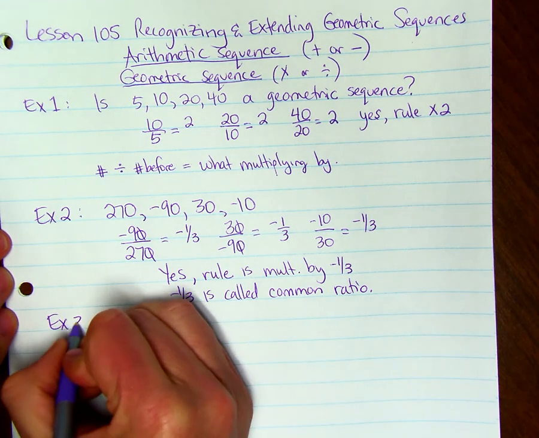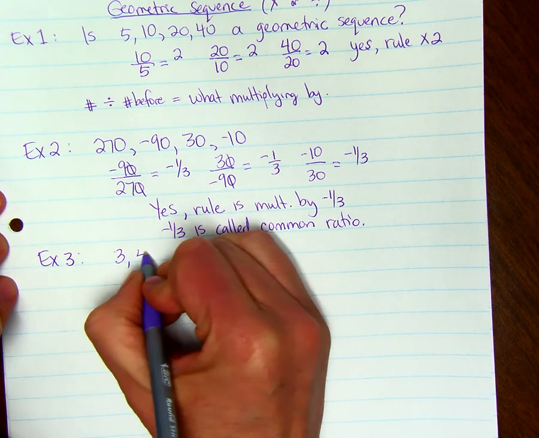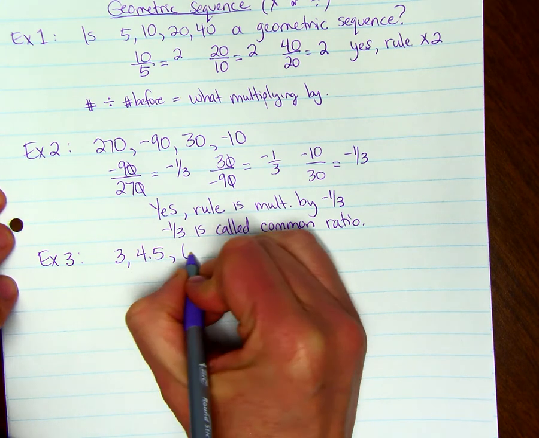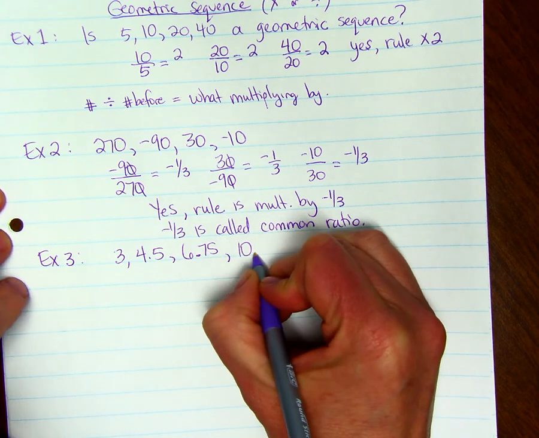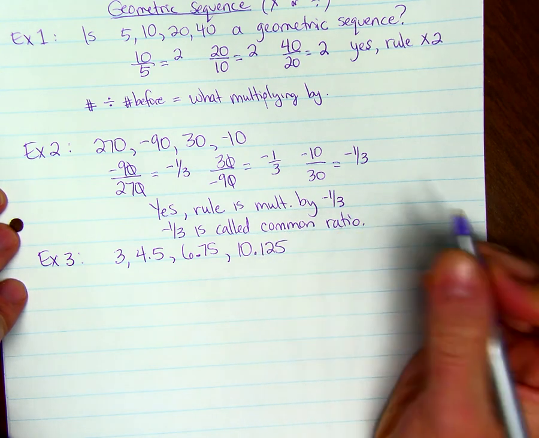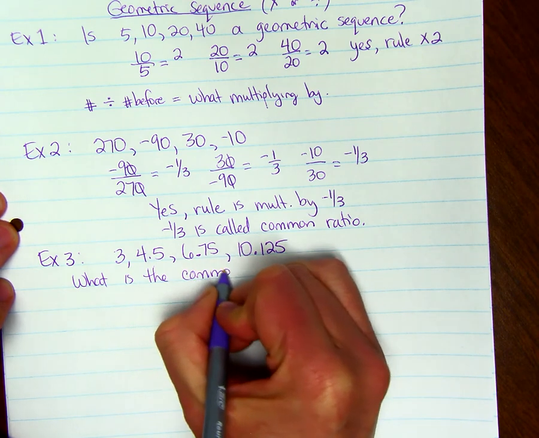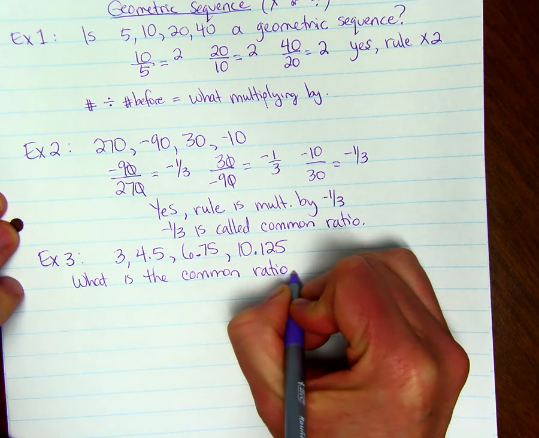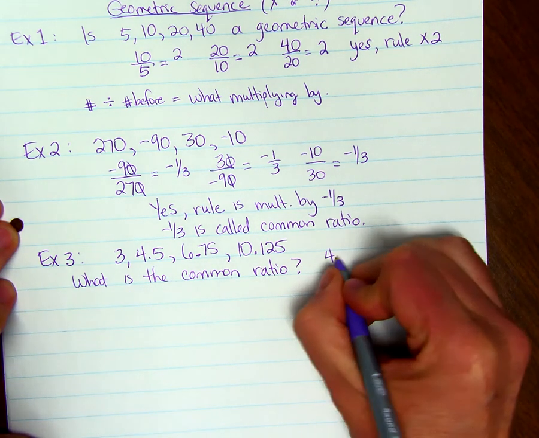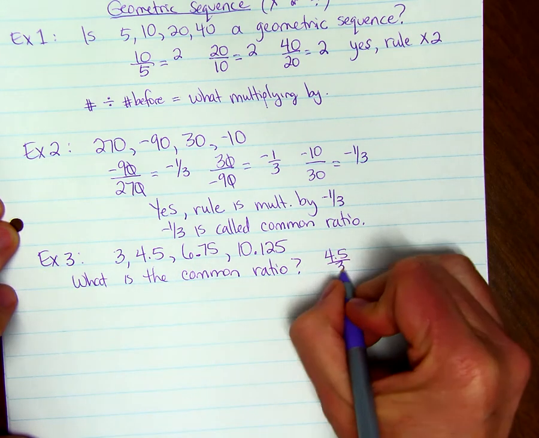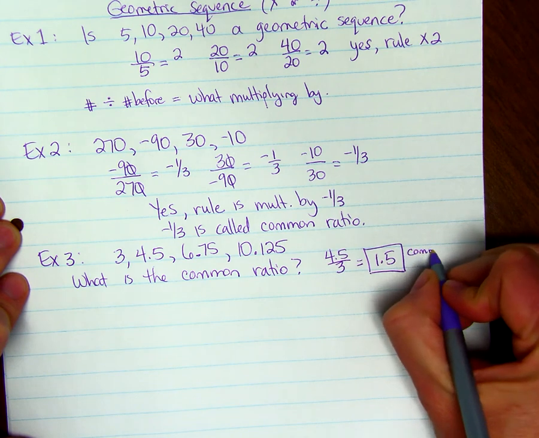So here's another example. We have 3, 4.5, 6 and 75 hundredths, 10 and 125 thousandths. Now the question is, what is the common ratio? So we already know that it is a geometric sequence, and we want to know the common ratio. So we could just take 4.5 and divide by 3. And that's going to be 1.5, and that is the common ratio.